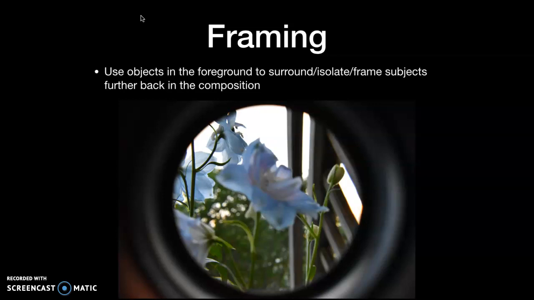This example picture here is looking down the lens. I didn't have it attached quite right, but it ended up making a really cool effect where you only see the flowers and a little bit of the balcony railing.